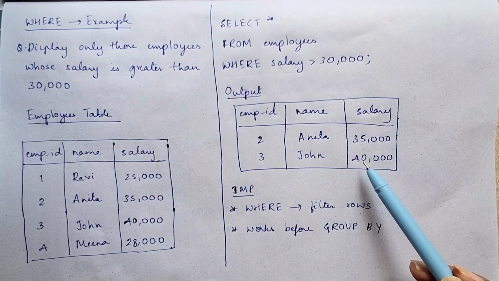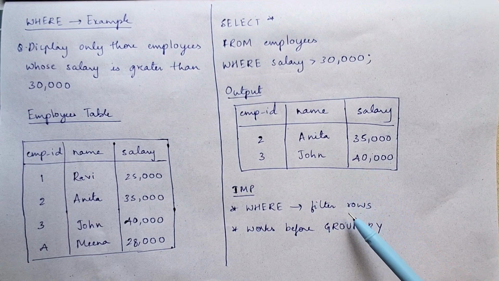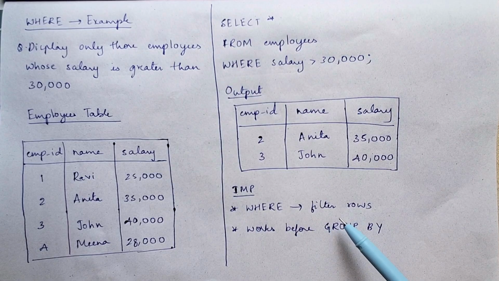So guys, now I can say that where clause works on row level data, not on grouped data. You can think of where clause as a filter. It filters the rows on a given condition. And guys, this is very important. It filters rows before grouping. Now that we understood where clause, let's see how having clause is different from this.